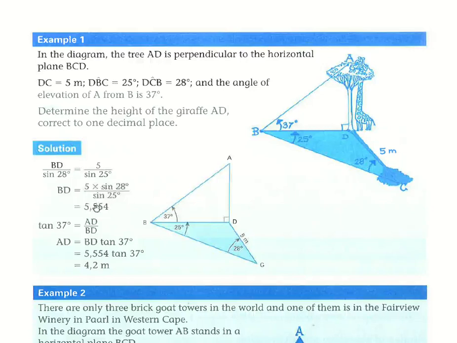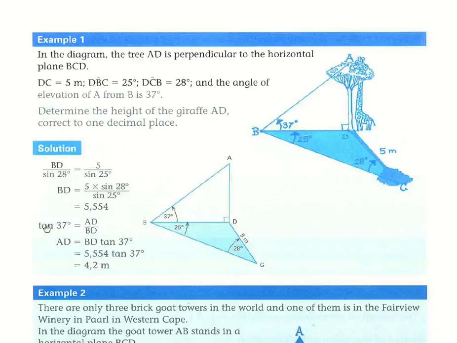Do not round off at this point because this is not our final answer. I only want to round off at the end of my question. So now I've got this side length. I can write it in as 5.554 and put it here. And now I've got the adjacent side with the angle, and I'm looking for the opposite. So opposite over adjacent ends up being the tan ratio.